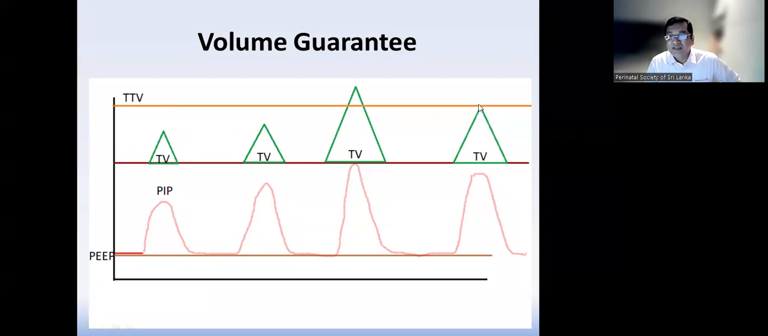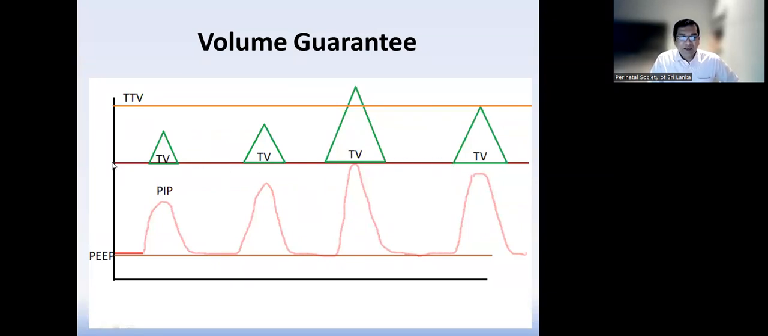So this is not happening 100% between these two lines. It will go a little this way, that way, but it will not go all over the place. And the machine will always try to maintain the tidal volume within this limit. And we can ask the machine to do another thing. We can ask the machine, okay, you do this, but you can't exceed your pressure more than this. That's called pressure control volume guarantee. Pressure control. You can't control this pressure, but you can put an upper limit on the pressure.